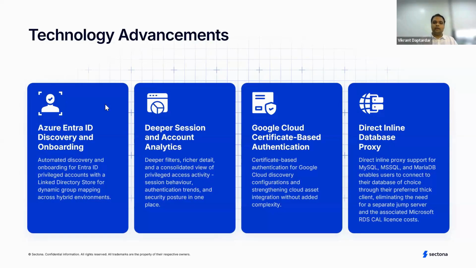All right, so let's look at the technology enhancements introduced in 6.0. 6.0 introduces automated discovery and onboarding of privileged accounts from Microsoft Entra ID. Alongside this, we have introduced a linked directory store, enabling integration between your on-prem ID and Entra ID. This simplifies onboarding of cloud and on-prem identities for you as an enterprise.